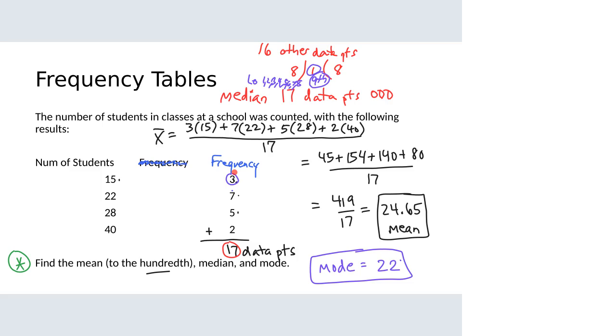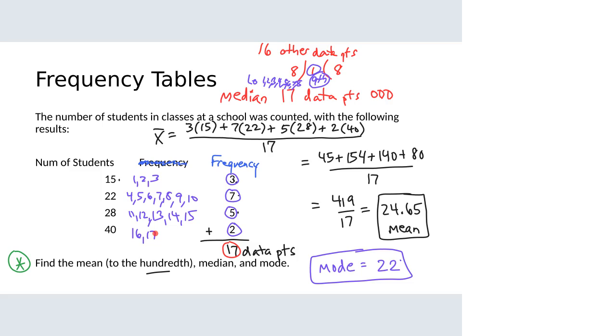So I have 3 15s. So that'll be data points 1, 2, and 3, counting from lowest to highest. And then I have 7 of these 22s here. Well, that's going to be data points 4, 5, 6, 7, 8, 9, and 10. Just to finish off the idea here, I'm going to keep going, even though to find the median we've done enough, but I'm going to keep going just to finish it. The next 5 data points are here. That would be data points 11, 12, 13, 14, and 15. And then the last 2 data points are here. That would be 16 and 17.